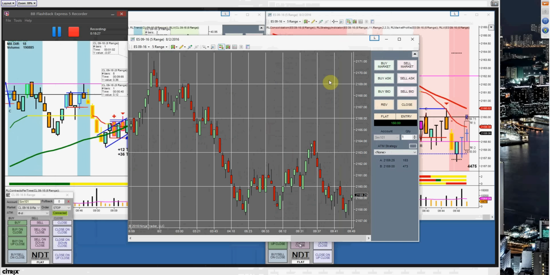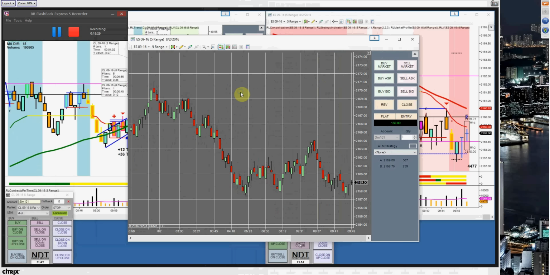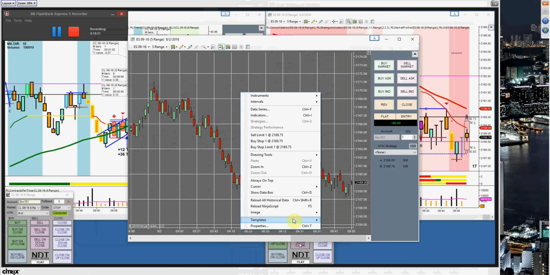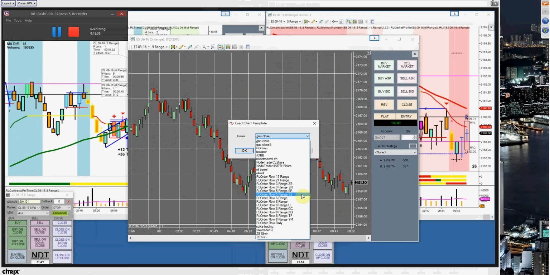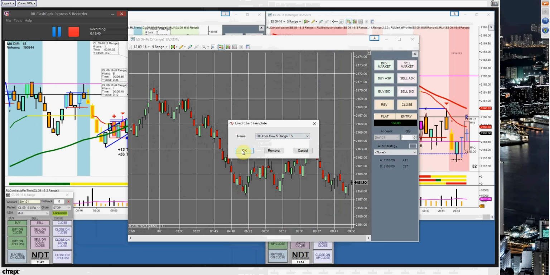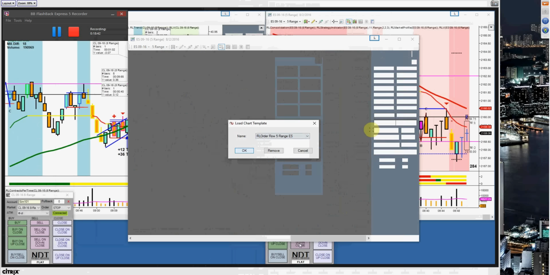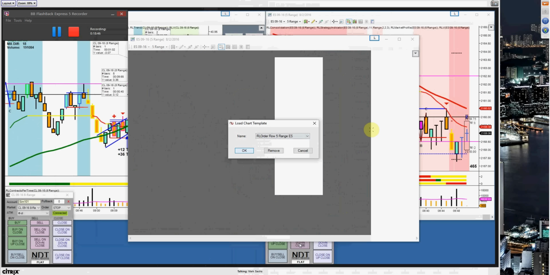All right, now let's try and go to template, load, and let's find ES. Here it is here, 5 range. This is where it oftentimes will just freeze and stop working. See how that pivot is turning the market on the E-mini.